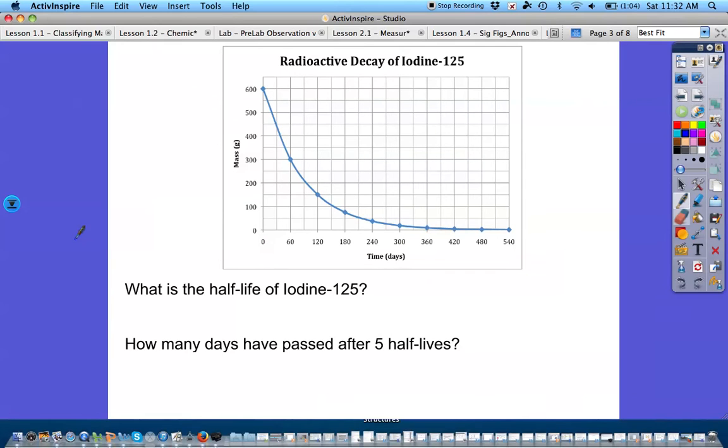So we're going to look at the radioactive decay of iodine-125. And we want to know what is the half-life of iodine-125. So we want a time. We're given this graph, and we can read on here that at time 0, we have 600 grams. So when half of that has decayed, it'll be 300 grams. So we find 300 on the graph, go over, here's our 300 point, go down, and we find the time, which is 60 days.